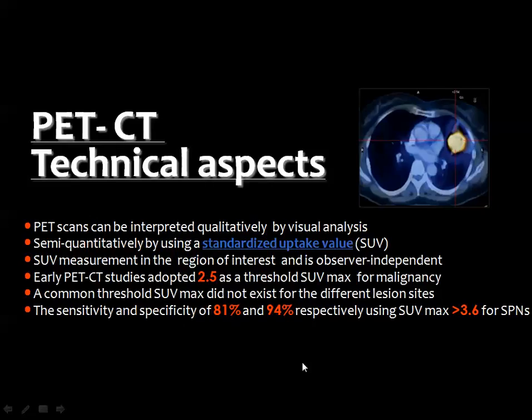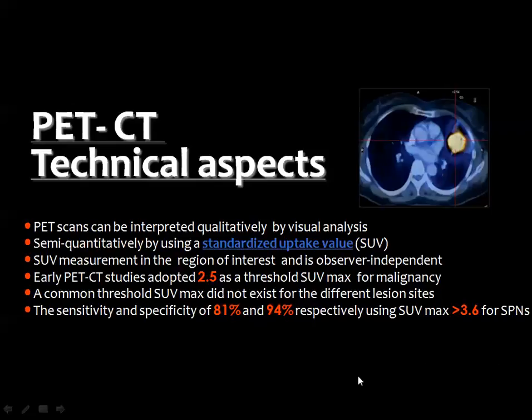This isotope is selectively taken up by the areas of high metabolic activity, and the uptake can be evaluated by vision and can also be evaluated by the machine in the form of this unit, which is the standardized uptake value, or SUV. The SUV is considered by some of the literature if it is more than 2.5, and you consider malignancy, but other literature says that the sensitivity and the specificity are in the range of 81 and 94% respectively if you consider the standard uptake value more than 3.64, especially for small pulmonary nodules.